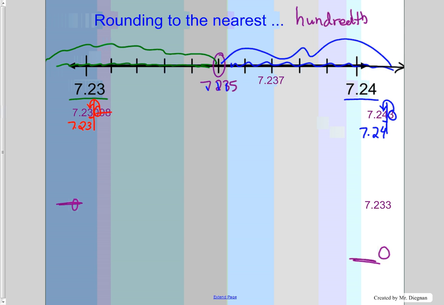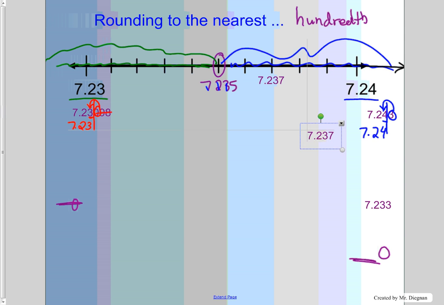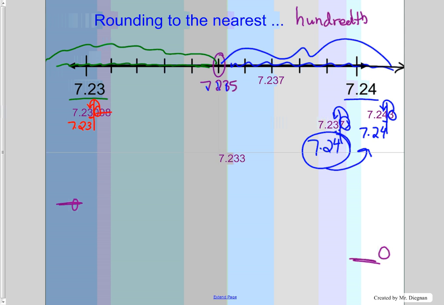When I go to round it, though, it's going to round to 7 and 24 hundredths. Let's check it. What does 7 tell my 3 to do? Round up to 4. 7 and 24 hundredths. Yes, it does work. Finally, 7 and 233 thousandths.